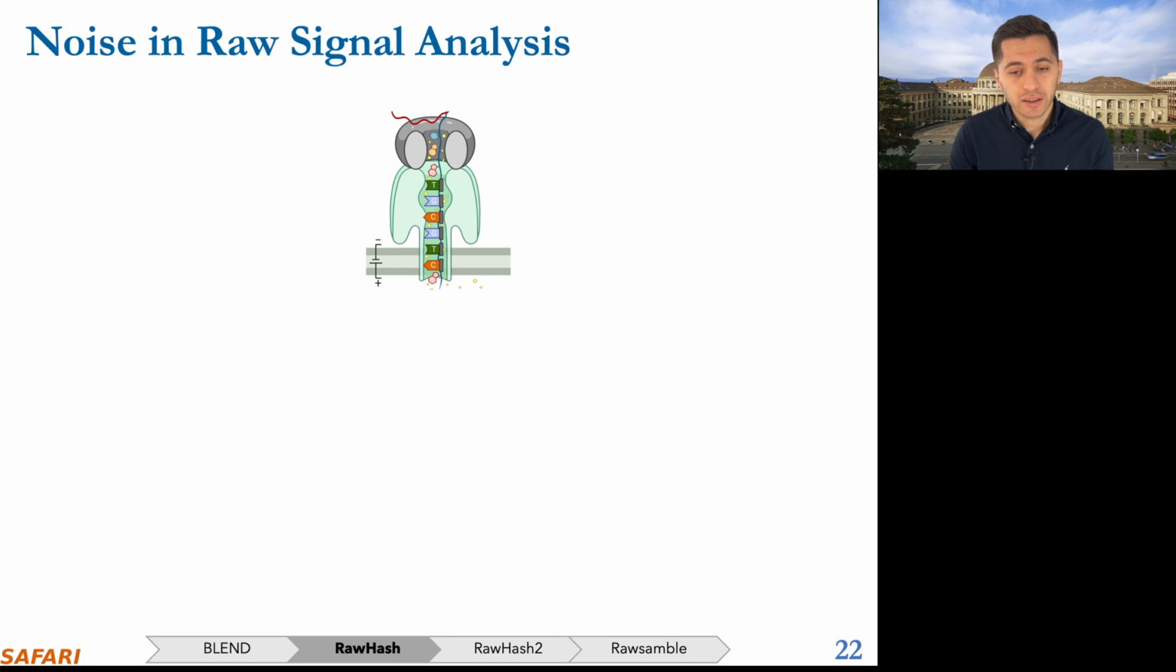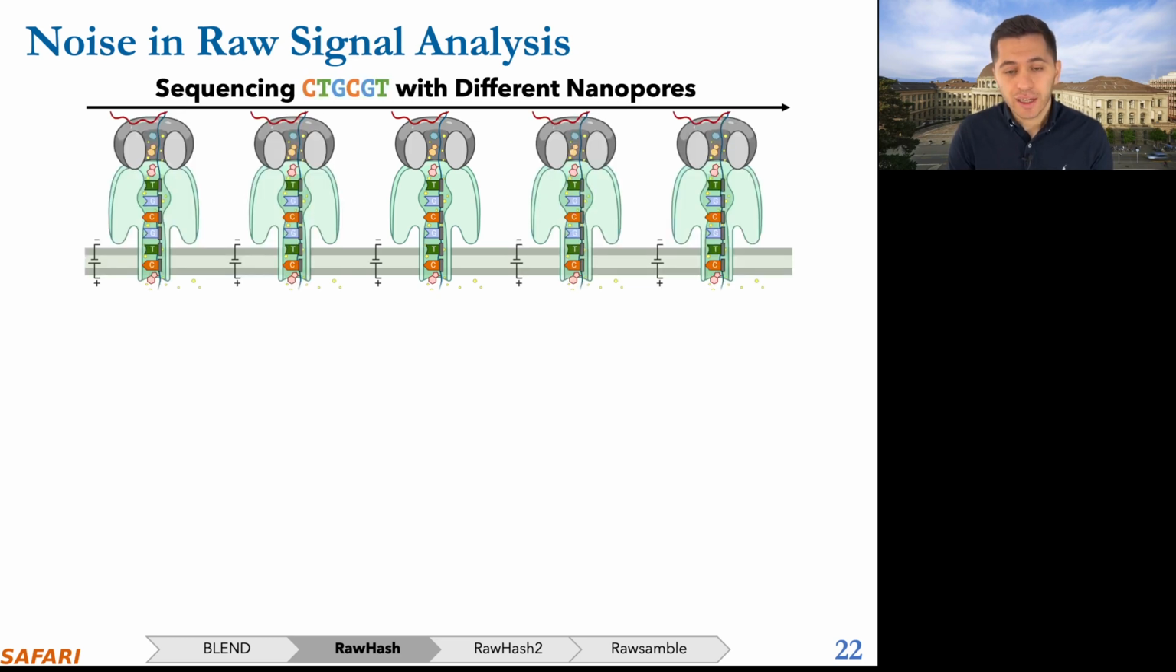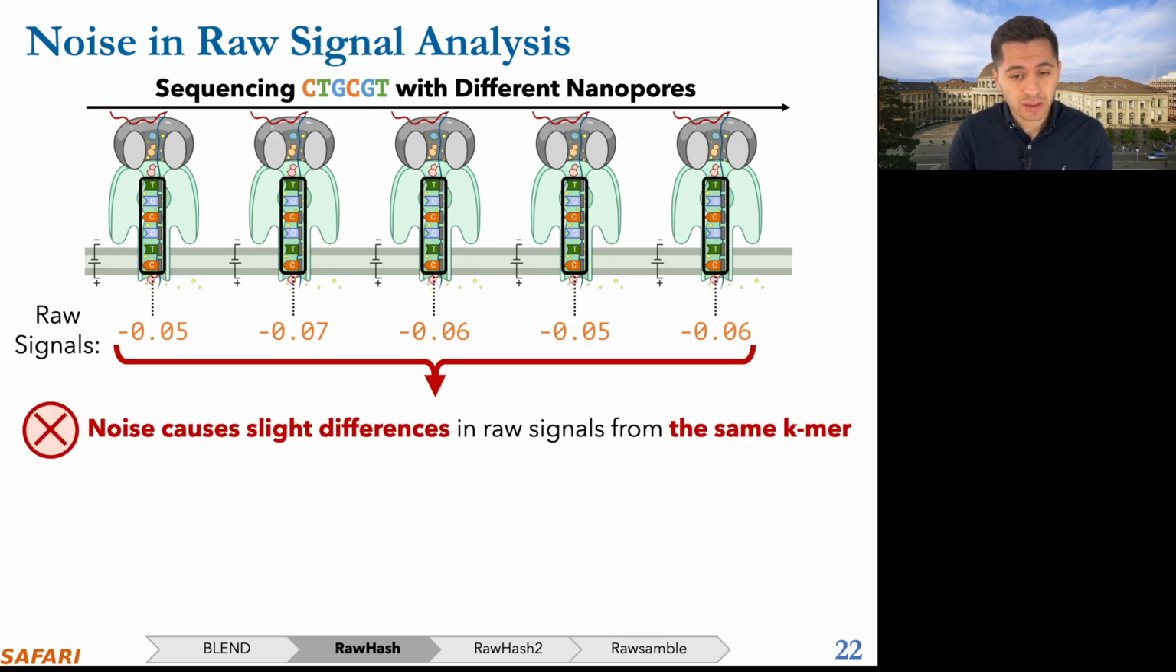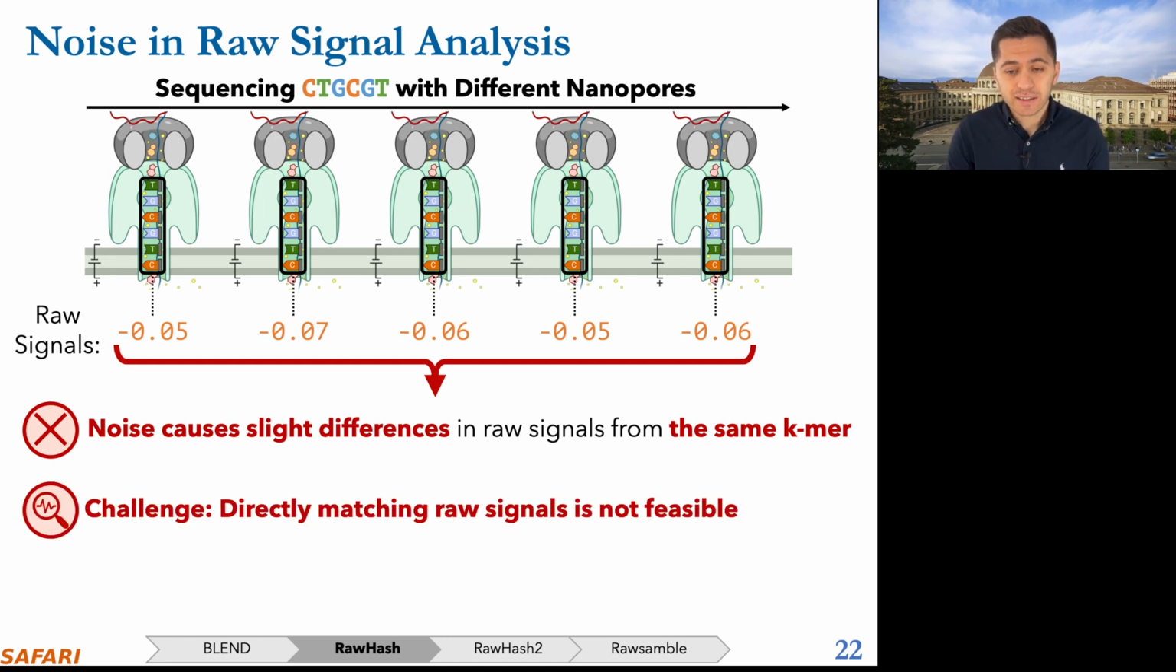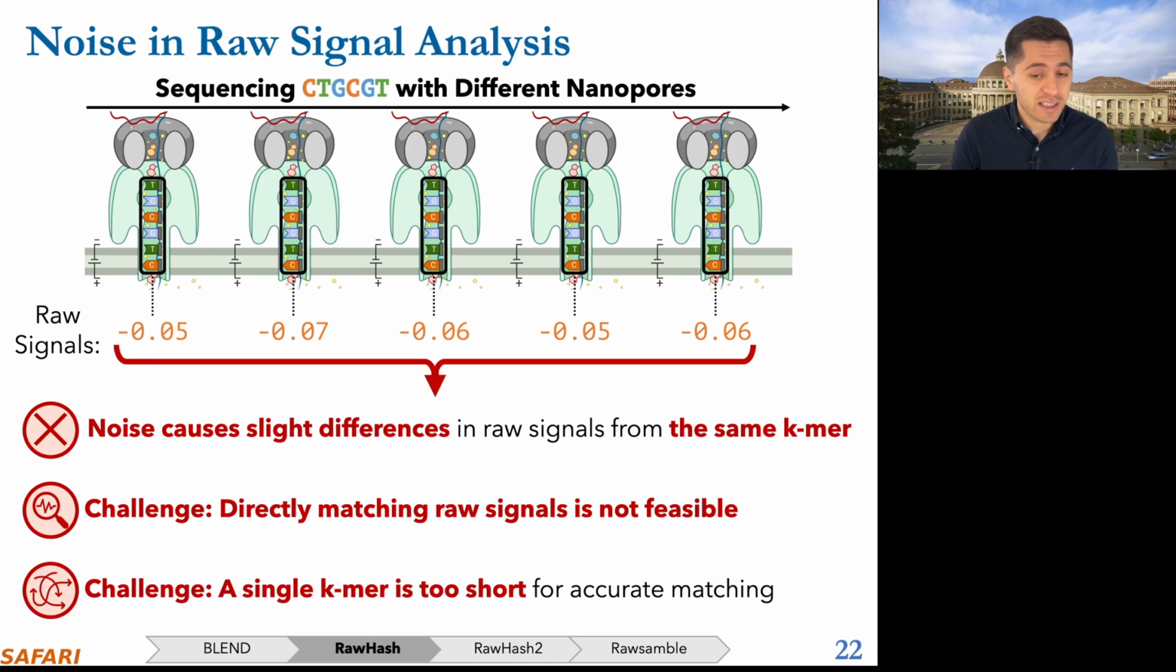Let's look at why. Ionic current disruptions are caused by the presence of a certain small number of nucleotides inside a nanopore called a k-mer. It is possible to sequence this short k-mer at different times or in different nanopores. Each will report ionic current disruptions as an electrical signal measurement. However, noise causes slight differences in raw signals from the same k-mer. This means we cannot directly match raw signals, as this is not feasible. And even if we could, a single k-mer is too short and likely to appear in many places in a reference genome.